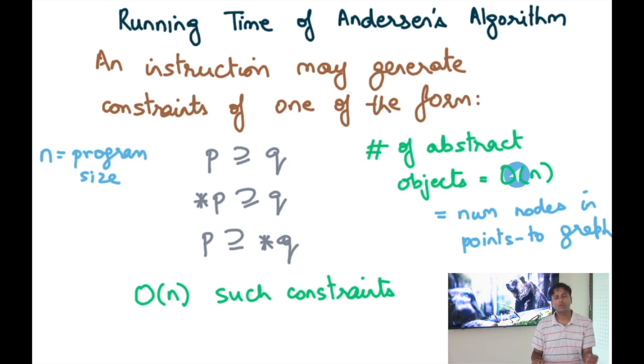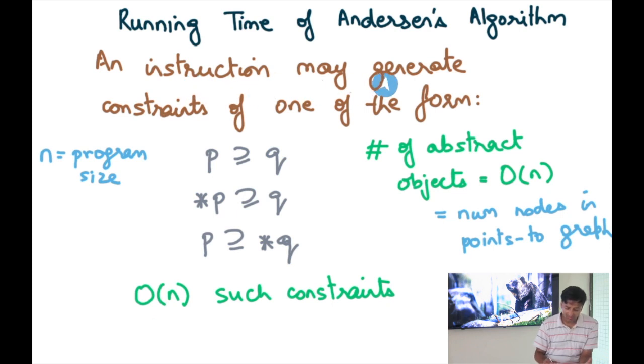And if you're doing a field sensitive analysis or things like that, then maybe the number of fields, etc., get multiplied with the number of allocation sites in terms of how many different possibilities there are. So that's also order n. Roughly the number of abstract objects will form the number of nodes in the points to graph, which we are going to assume is order n.